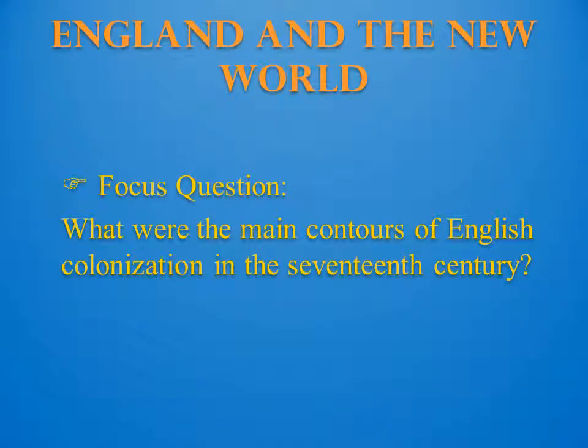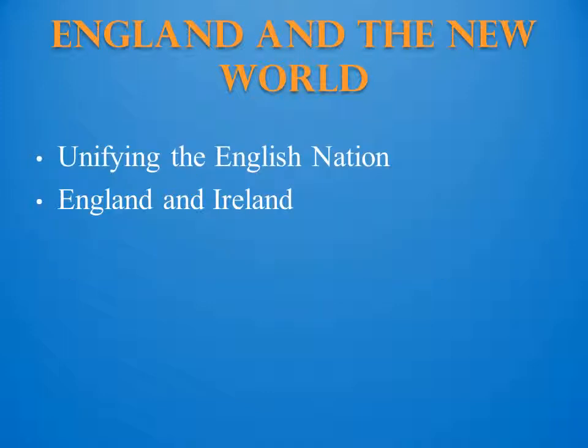Remember, with our focus questions on this section of the lecture, the notes you should be taking, any details, anything that's going to help you come back to this question. So in this first part, we're looking at what were the main contours of English colonization in the 17th century. What were the main parts or the main details?